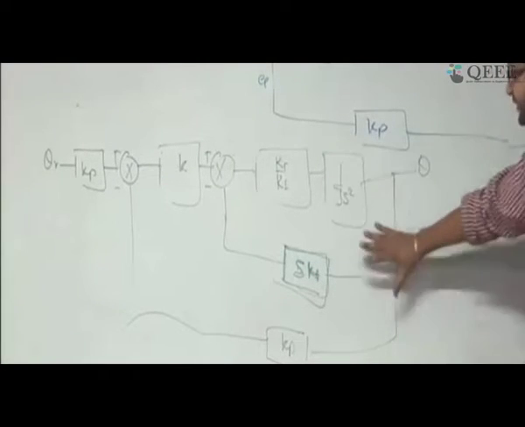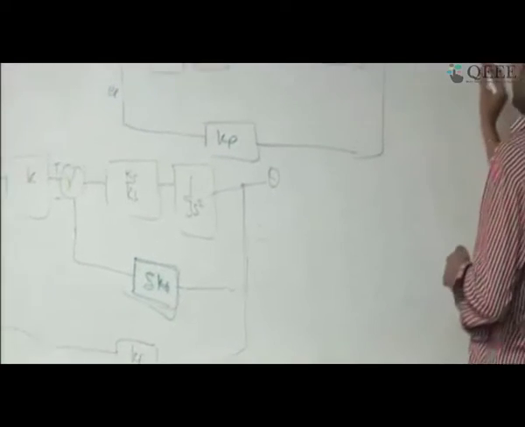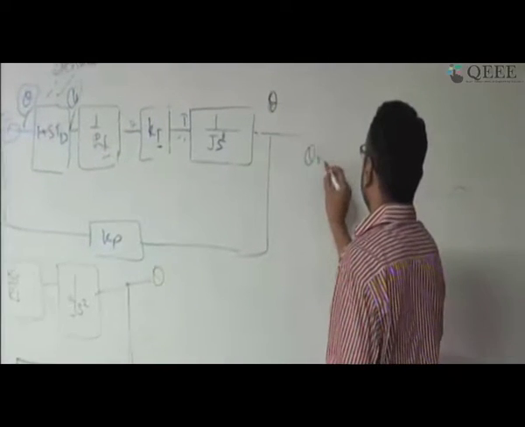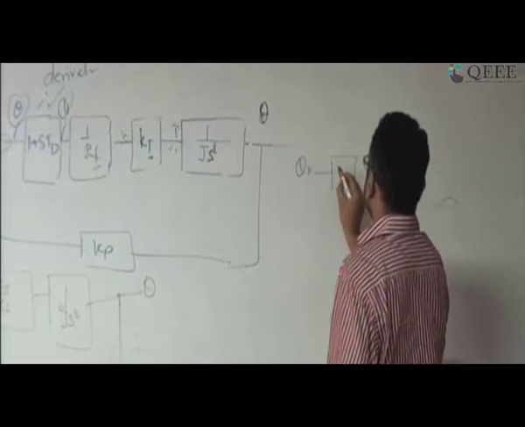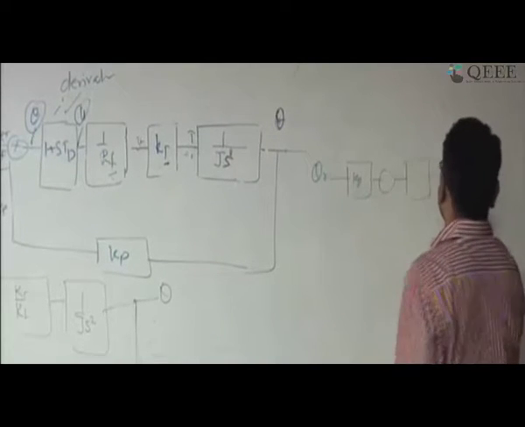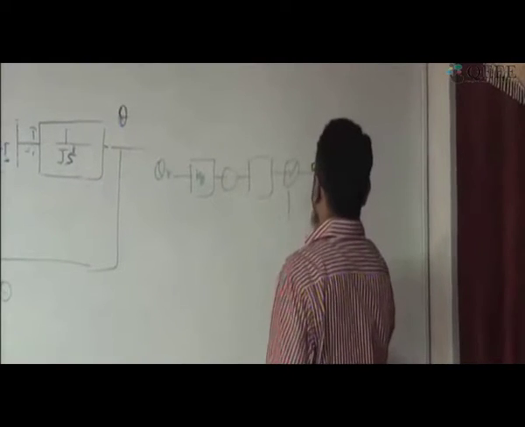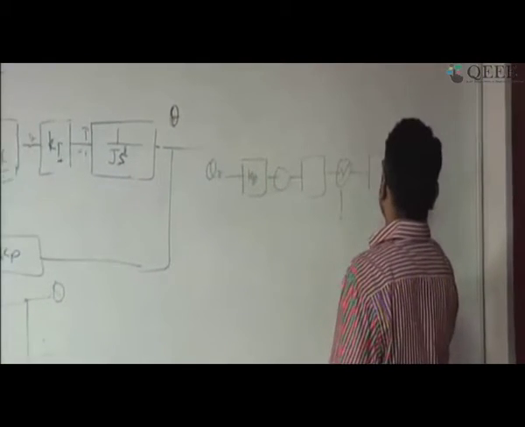Now I can simplify this diagram further. I am going to write it in this way. Please look at it: theta r. Let this potentiometer constant be some K. This entire term I am writing as 1 by J s squared.